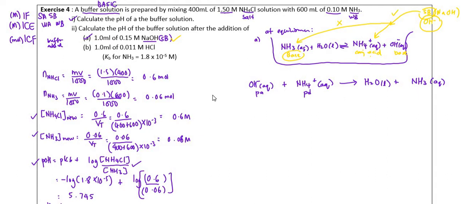And then below this, you do ICF. I stands for initial, C stands for change, F stands for final. All the units must be in moles. So if you use ICF, the unit must be moles. Only the ICE table uses molarity.